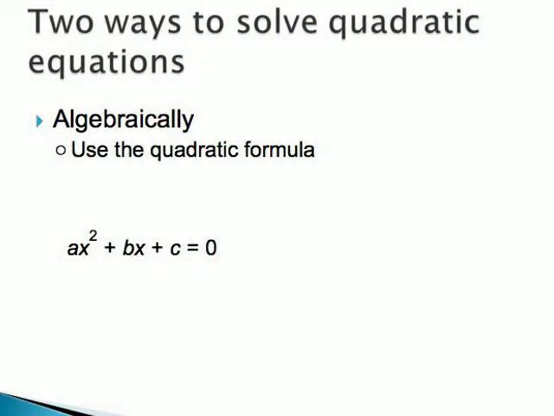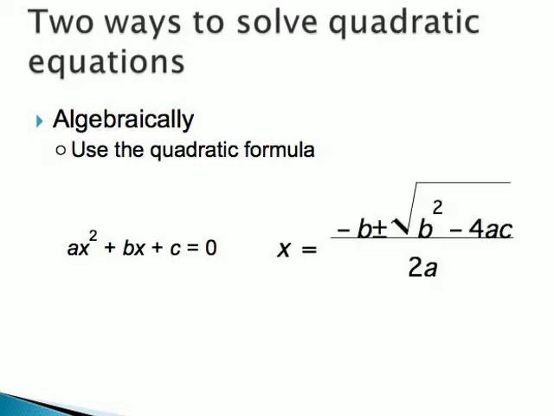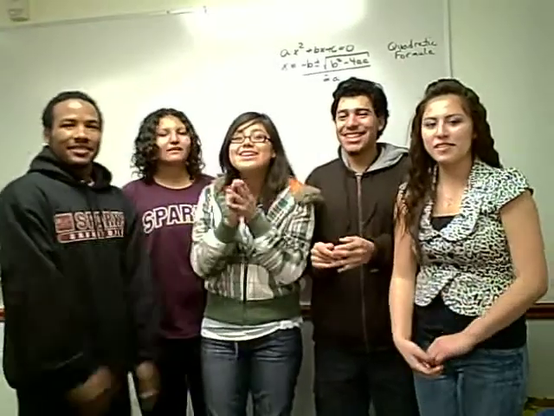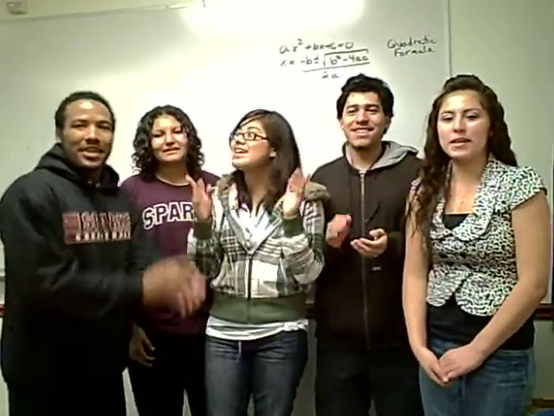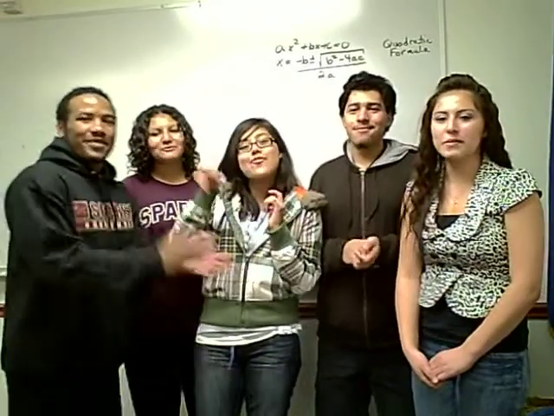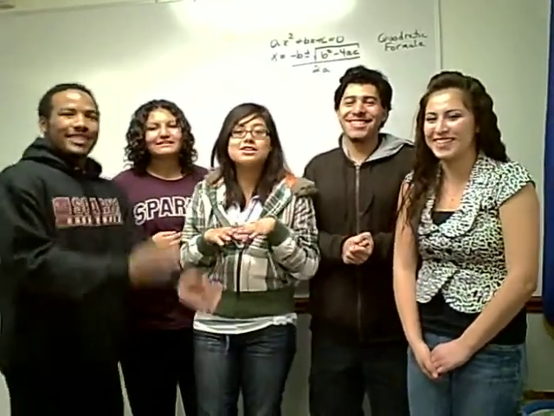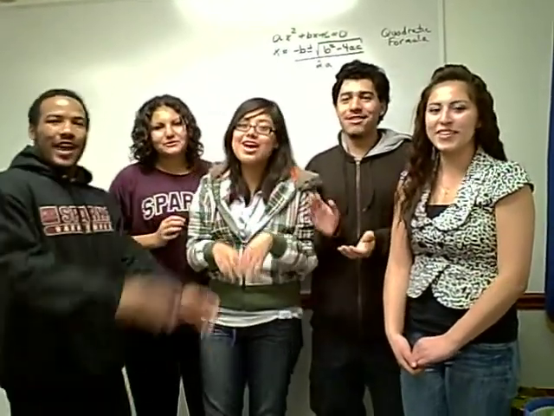Another way to solve algebraically is to use the quadratic formula. We're not going to discuss this, but if you're familiar with it, you can always use the quadratic formula. X equals negative b plus or minus square root b squared minus 4ac all over 2a.